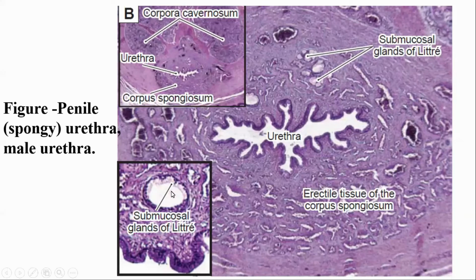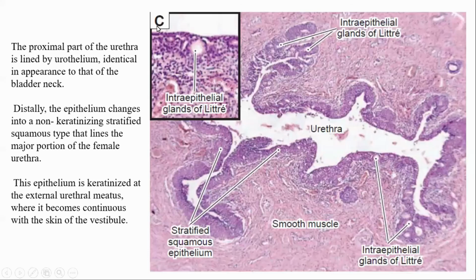So these are the submucosal glands. These are the submucosal glands which are known as glands of Littre. This was also asked in the exam recently: histological structure of the penile or spongy urethra. You have to draw this diagram, label it, and describe the epithelial lining. Proximal part of the urethra is lined by urothelium. That is the female urethra.